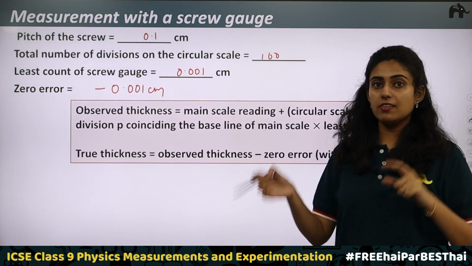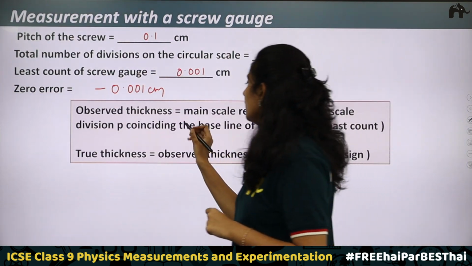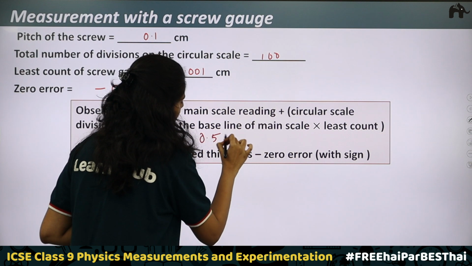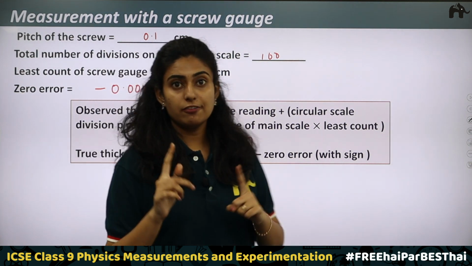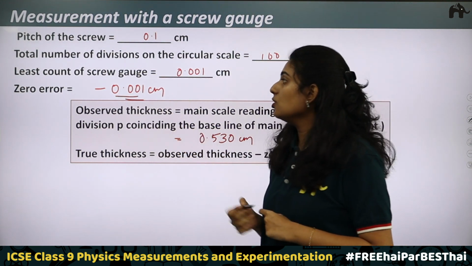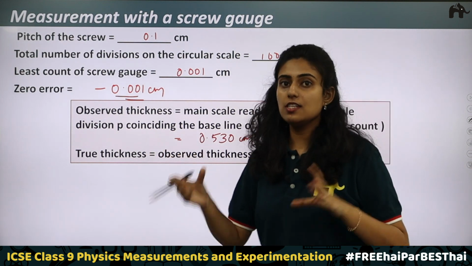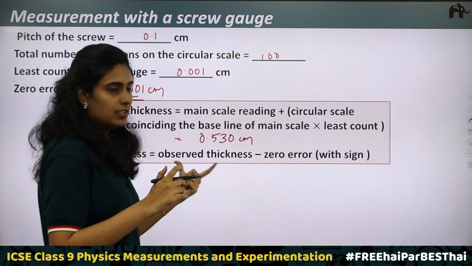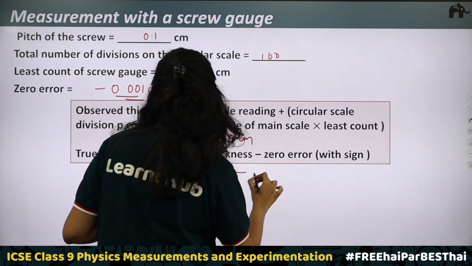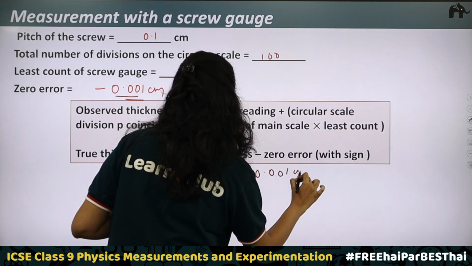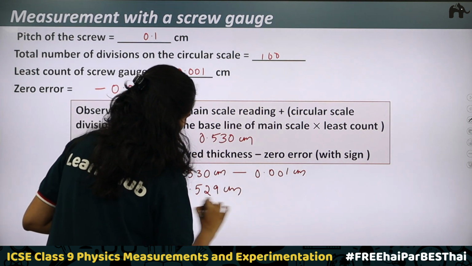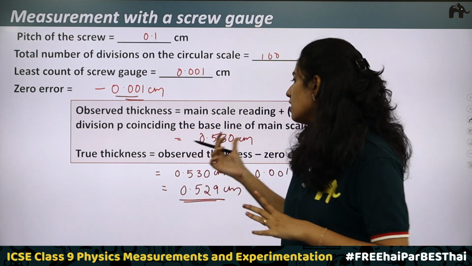Now to find the true thickness, we have the mean of the observed thickness, which we got to be equal to 0.530 centimeters. We have calculated the zero error. The zero error is negative, and the value is 0.001 centimeters. To get the true thickness, you have to subtract the zero error from the observed thickness, which is 0.530 centimeter minus 0.001 centimeter, which is equal to 0.529 centimeter. So this is the true thickness, the actual thickness of the card that we have used.